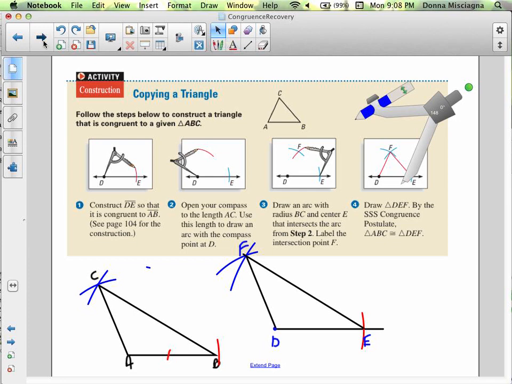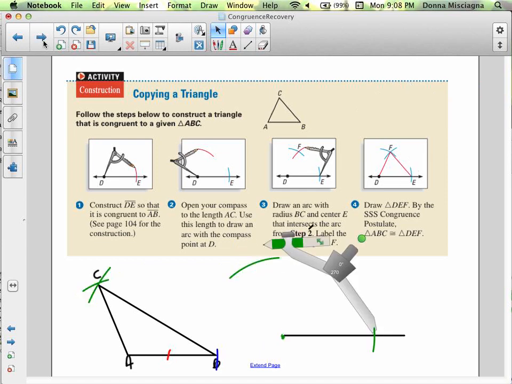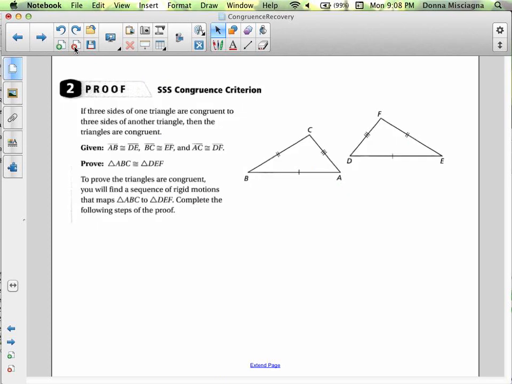Right, let's look a little bit more at side, side, side triangle congruence. Oops, we have an extra page here that we don't want. All right, so we're going to prove side, side, side congruence criteria. If three sides of one triangle are congruent to three sides of another triangle, then the triangles are congruent. We're given that AB is congruent to DE, and BC is congruent to EF, and AC is congruent to DF. We want to prove triangle ABC congruent to triangle DEF.